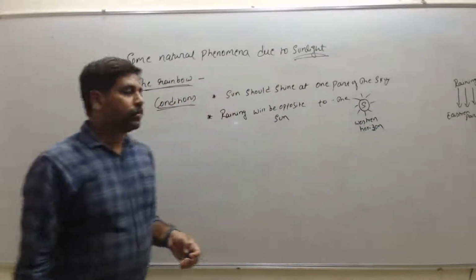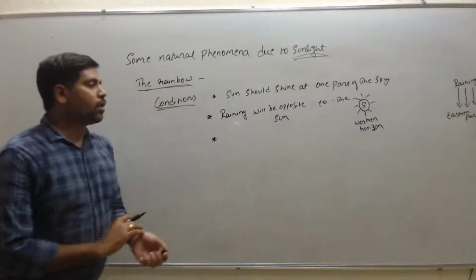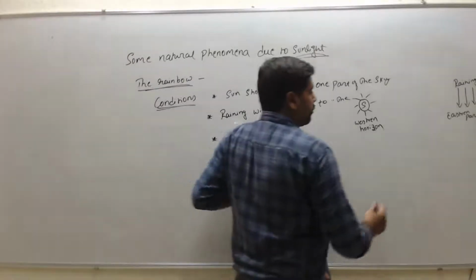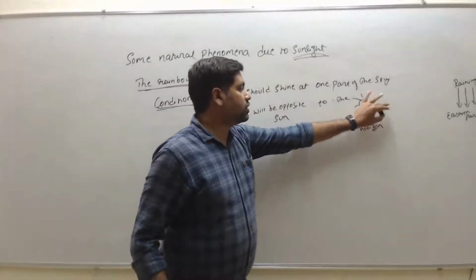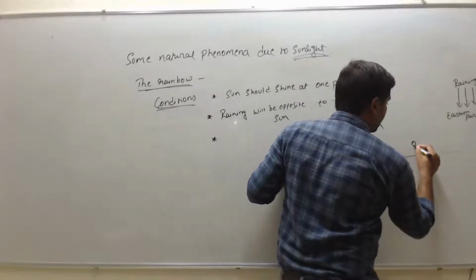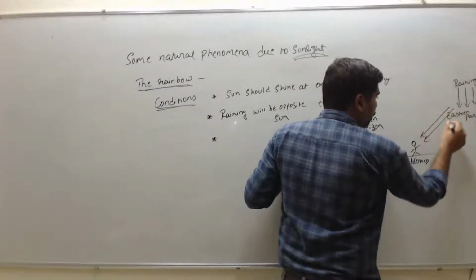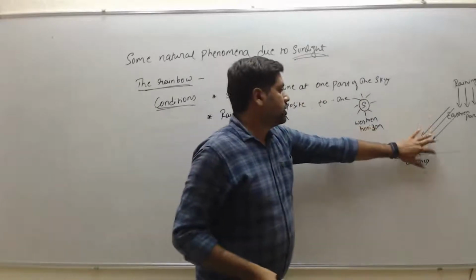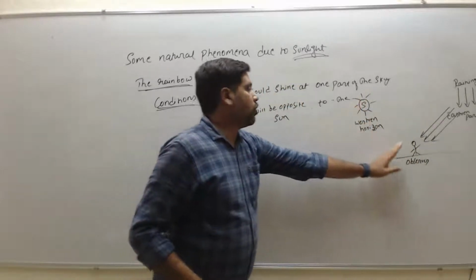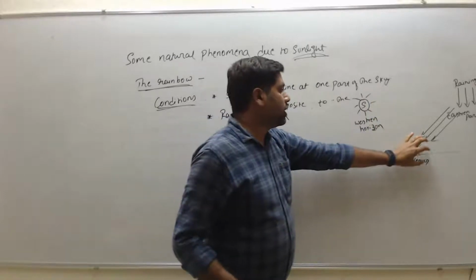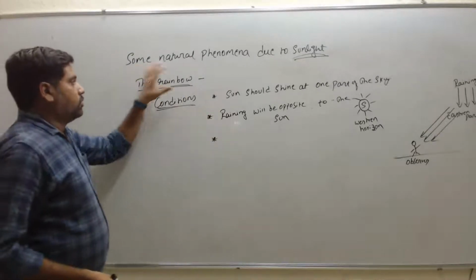So eastern part. So next, the last condition is for the observer: the rainbow will appear when the observer's back is towards the sun, that is, the back is towards the western horizon. If we consider the observer is here, the rainbow will be seen by the observer if the observer's back is towards the sun. So the observer's back is towards the sun, then only the observer can see the rainbow. So these are the three conditions to see the rainbow.